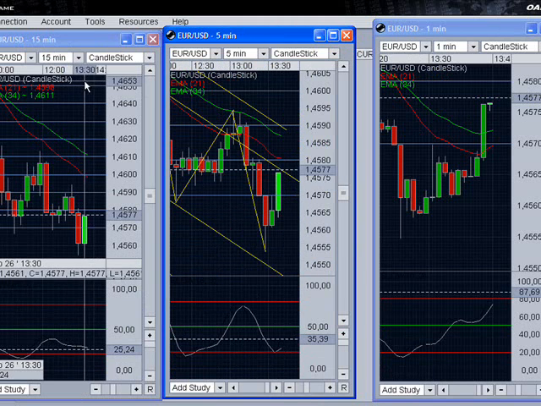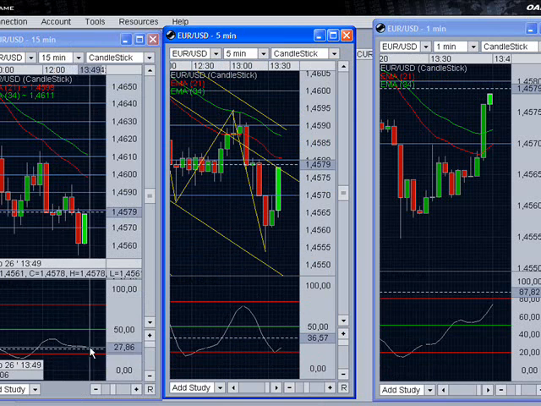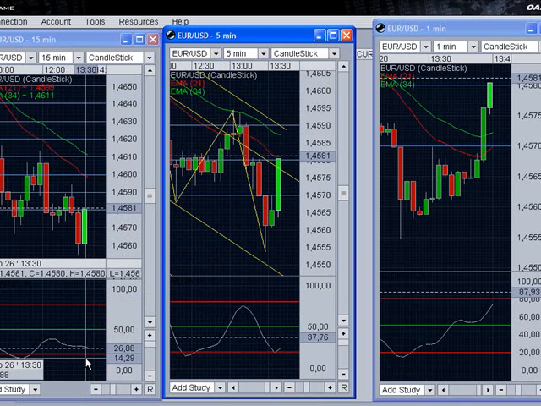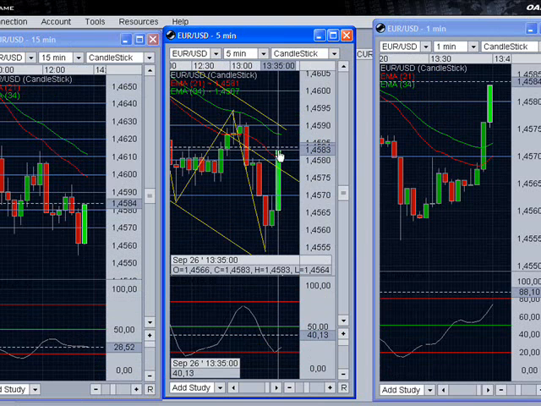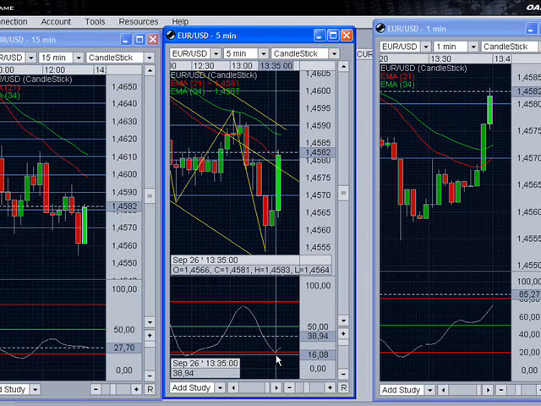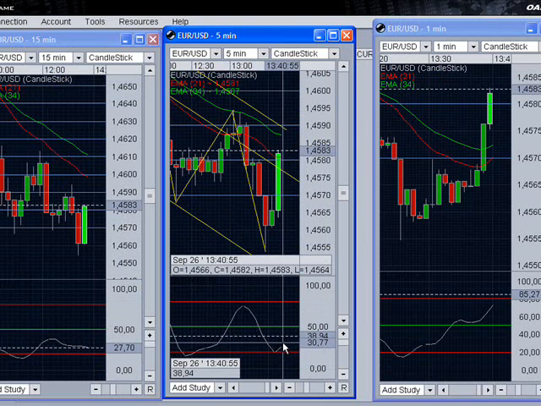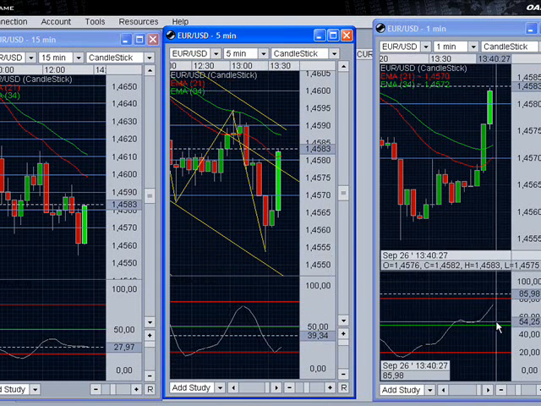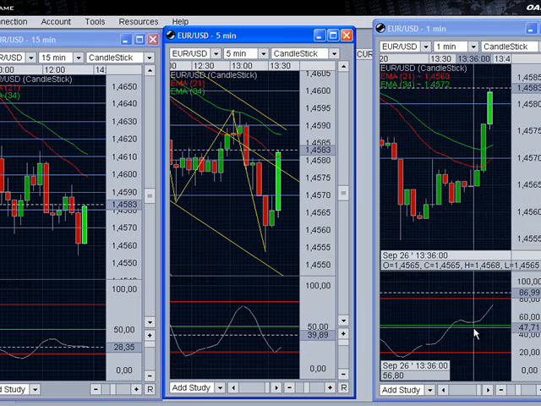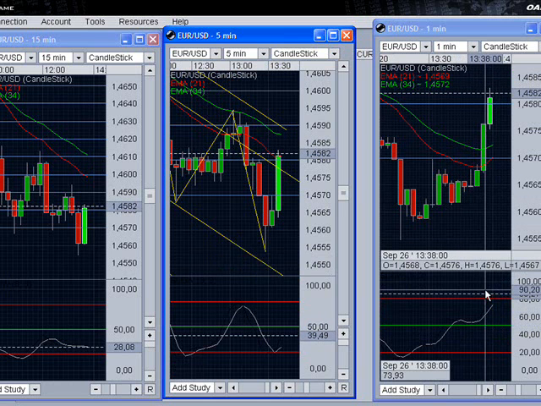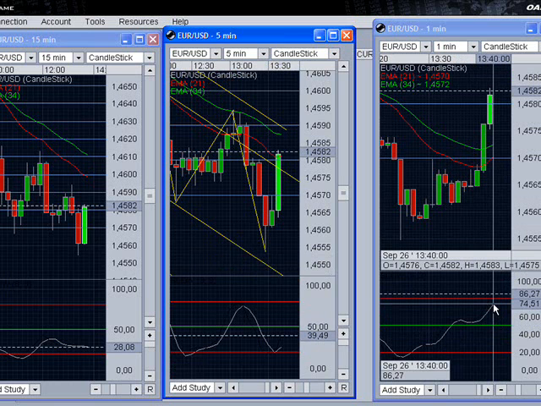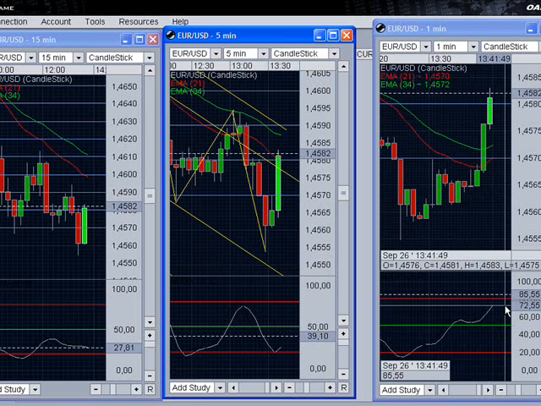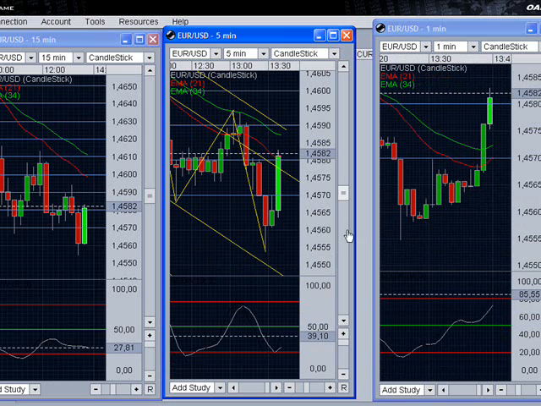So what we see here on the 15-minute chart, the stochastic is down. On the 5-minute chart, the stochastic is turning up. It is at 40 now. You can see this dotted line. And of course on the 1-minute chart, the stochastic is going up. And what I'm waiting for now is for the price to turn from this stochastic here, to start turning down on the 1 minute to enter the trade.